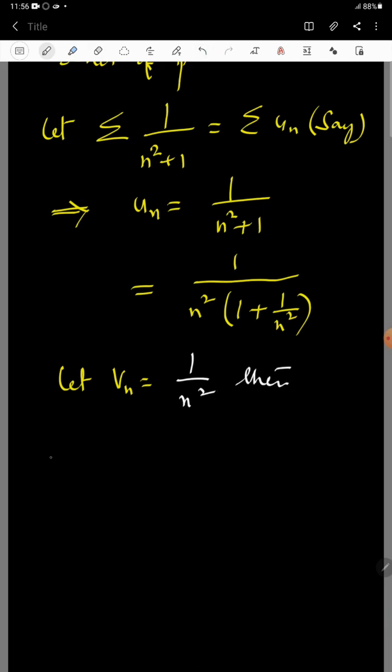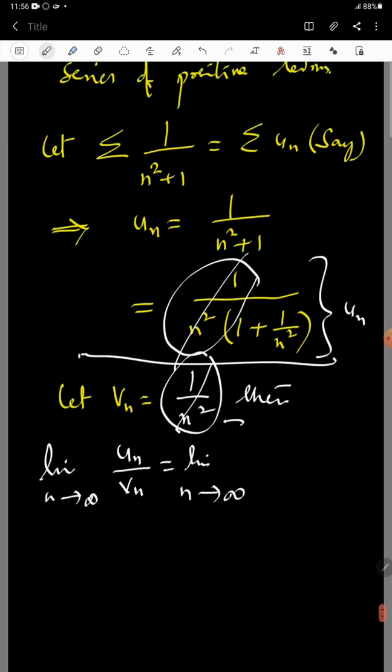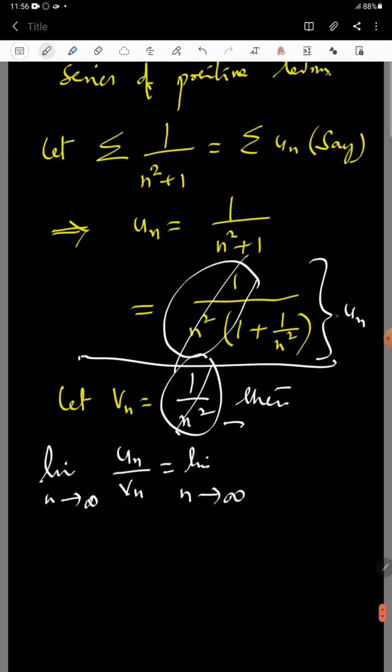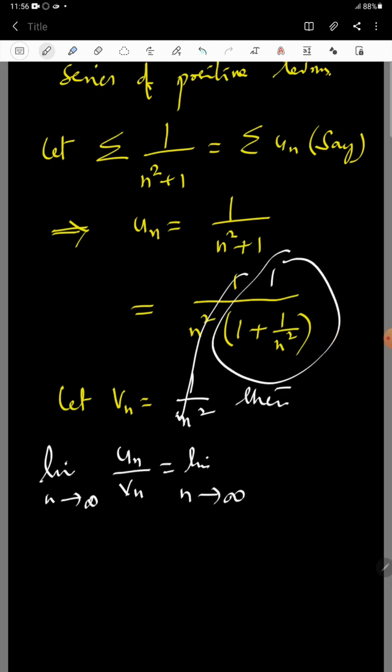Then limit n tends to infinity, un by Vn is equal to limit n tends to infinity. When this complete quantity and this complete quantity, this is un, this complete is un, this is Vn. So if I cancel this one, I am left over with only this remaining part. This is completely gone. So only this part is remaining. That part I will copy now.